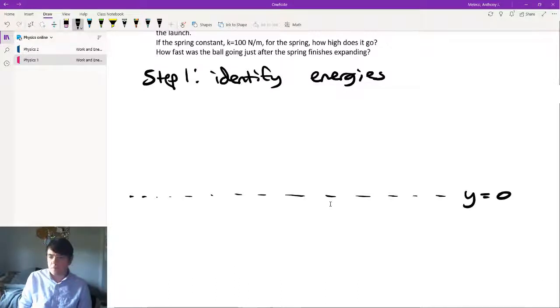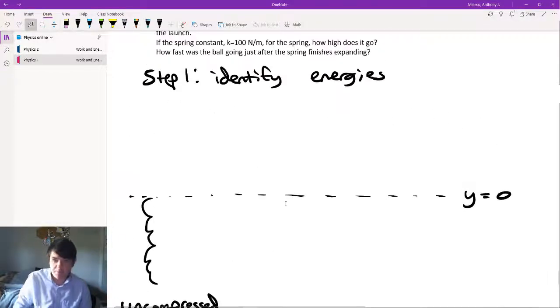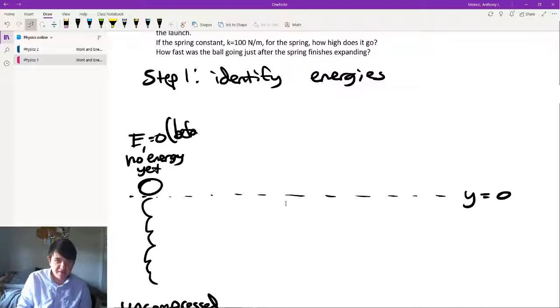This is my 0 point. And I'm going to draw my spring uncompressed. So this is before anything has happened. And I'm going to say this is 1, and I'm going to say no energy yet. And the main reason I'm writing this down, so you have the ball on the spring but you haven't compressed it, is because I want to set the 0 point here where the spring isn't compressed.